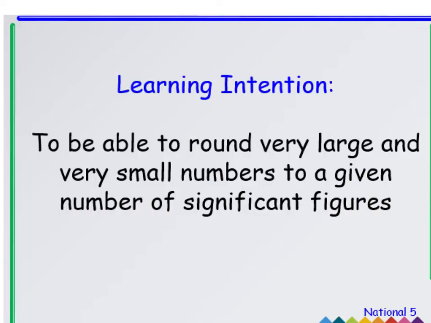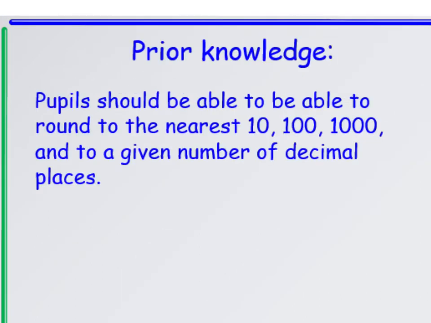The intention is to be able to round very big and very small numbers to what's called a given number of significant figures, okay? Prior knowledge to this is that you should be able to already round to the nearest 10, 100 and 1,000 and also some decimal places. Now, you have done rounding to one significant figure before in maths, we just never called it that. Anytime we asked you to round a number to the nearest 10, the nearest 100, nearest 1,000, that was you rounding to one significant figure. So you already should be able to do that.